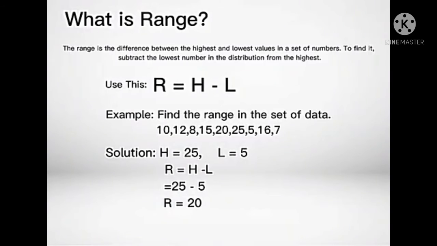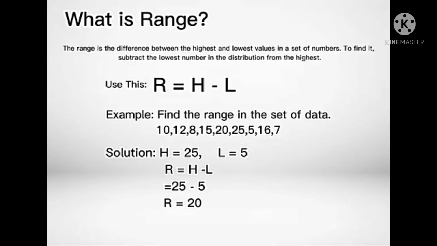What is range? The range is the difference between the highest and lowest values in a set of numbers. To find it, subtract the lowest number in the distribution from the highest. Range is the difference between the highest and lowest values. Use this: range equals highest value minus lowest value.